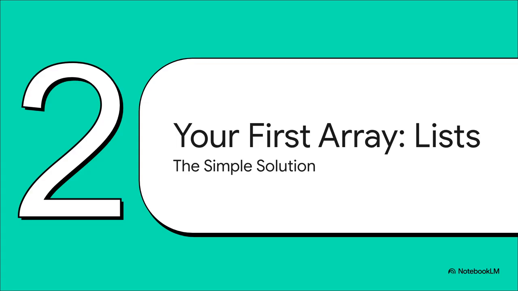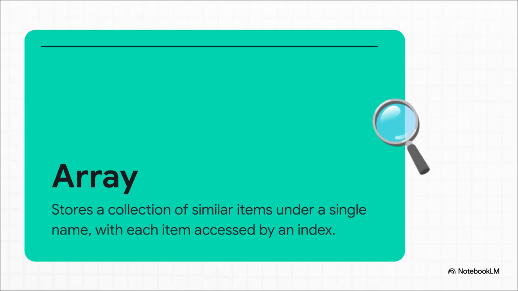So let's dive into the really elegant, really powerful solution to that whole data overload mess. And that solution is the array. So what is it? Think of it like a special container. It's a data structure that lets you pack a whole collection of similar things, like all those scores, under one single name. But here's the real magic. The index. Every single item gets its own little address, its own position number. And that means you can grab exactly what you need instantly.